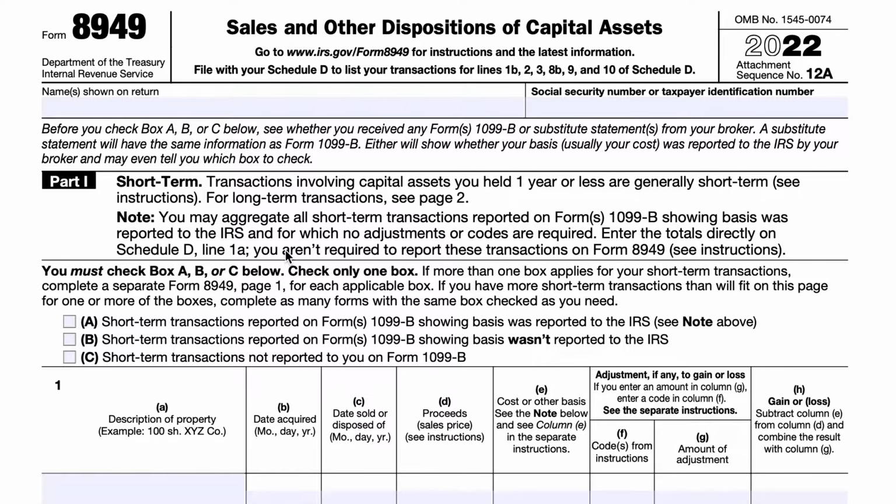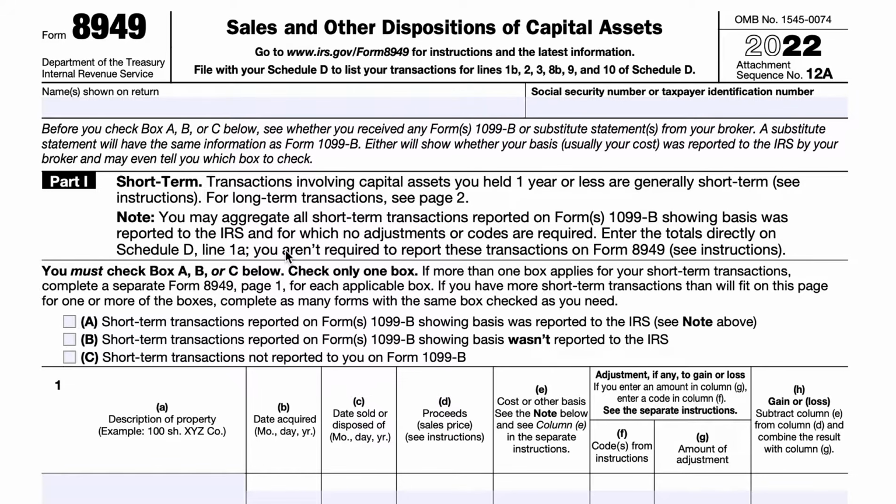If all forms 1099 or all your substitute statements that you received show the basis was properly reported to the IRS and that there is no correction or adjustment needed, you may not need Form 8949. There are a couple of exceptions that we'll get to in a moment when you will not need to use it. Generally, individuals will use this form to report the sale or exchange of a capital asset that is not already reported on another form or schedule.